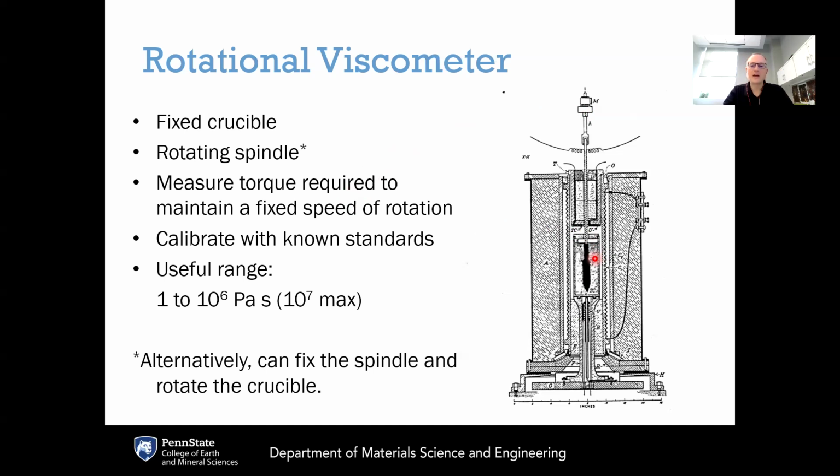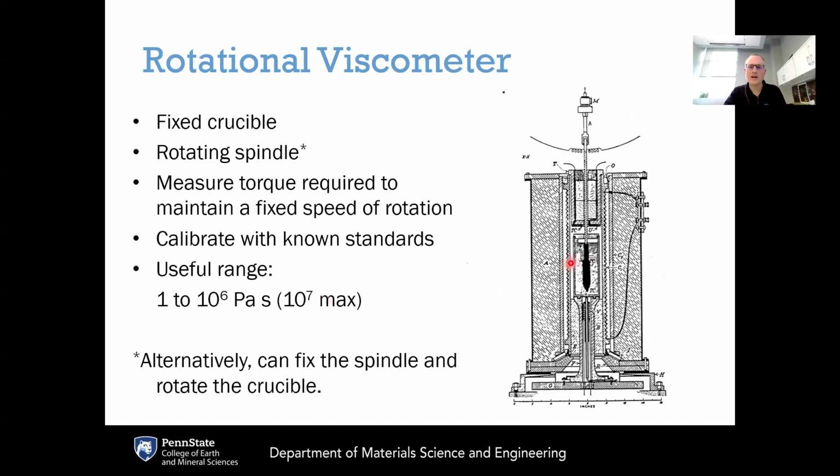And then what you can do is change the temperature of the furnace here. You may want to start at high temperatures where it's more fluid and then gradually lower the temperature down. As you lower the temperature down, the viscosity is increasing and it takes more torque to get the same rotational speed. This covers a pretty wide range of viscosities. Rotational viscometry can be used anywhere from 1 Pascal second up to about 10^6 Pascal seconds, and in some cases up to 10^7 Pascal seconds.